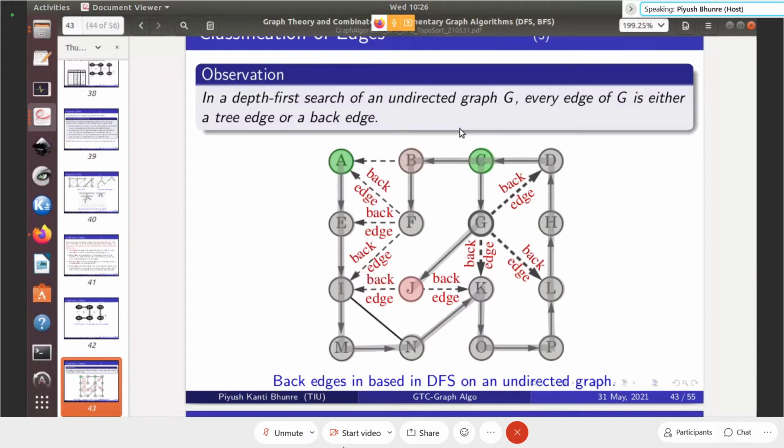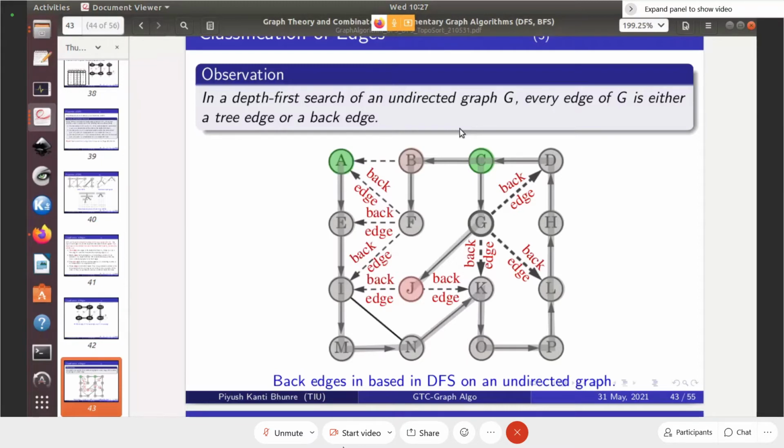But when the graph is undirected, basically you can go in any direction, and the edges which belong to the predecessor subgraph that we constructed using the predecessor relationship are the tree edges, and the remaining edges are back edges. And note that all the back edges will form a cycle.